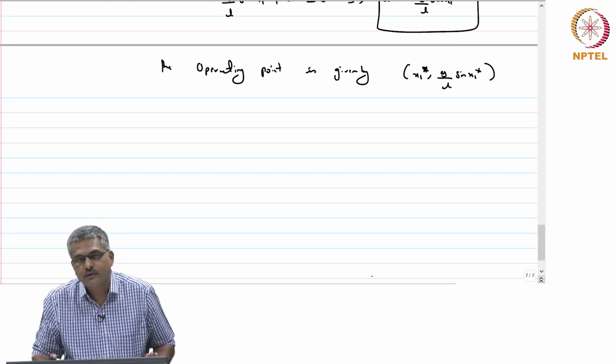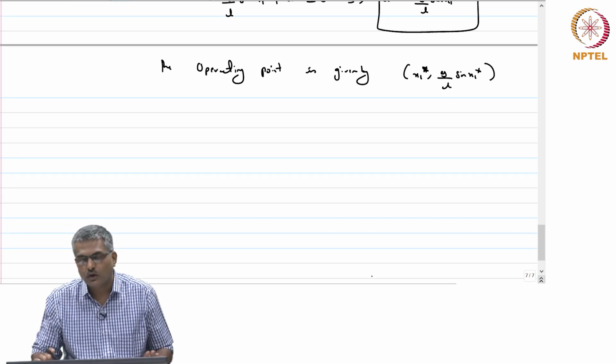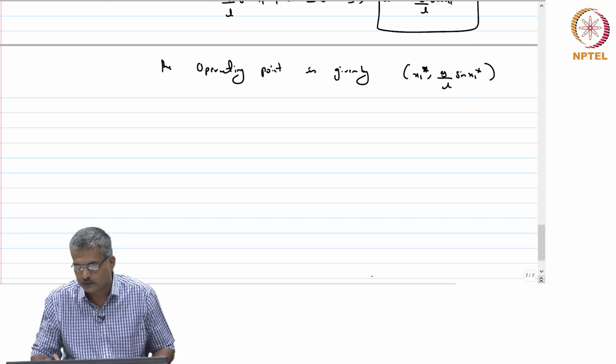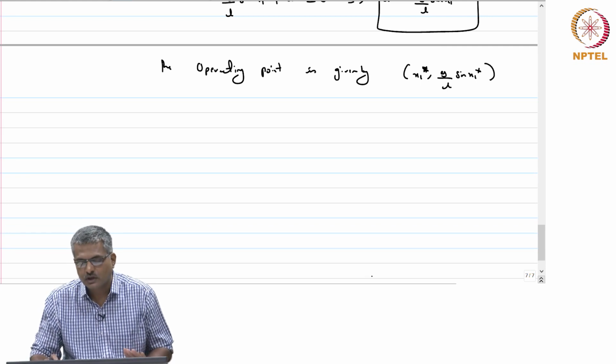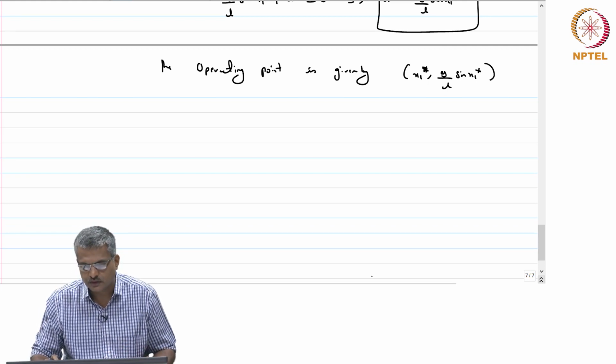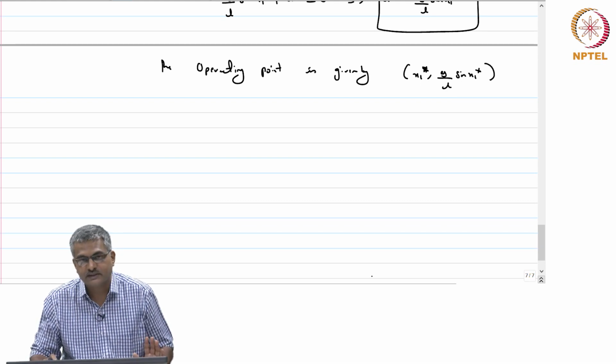Now we know how to find an equilibrium point and also the notion of operating point. The final step in this analysis is how to do the linearization, and that will be the topic of our next lecture.